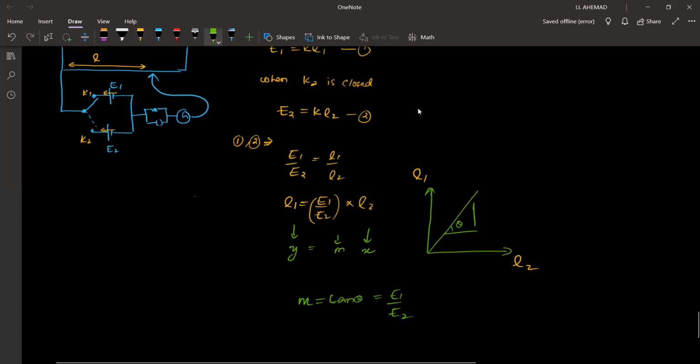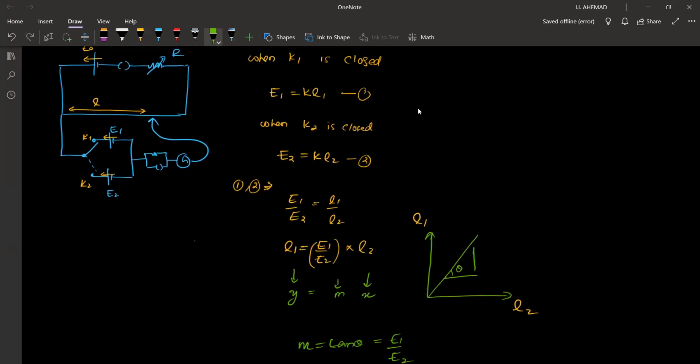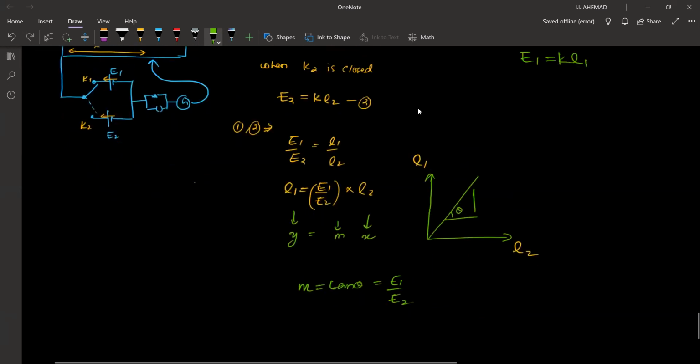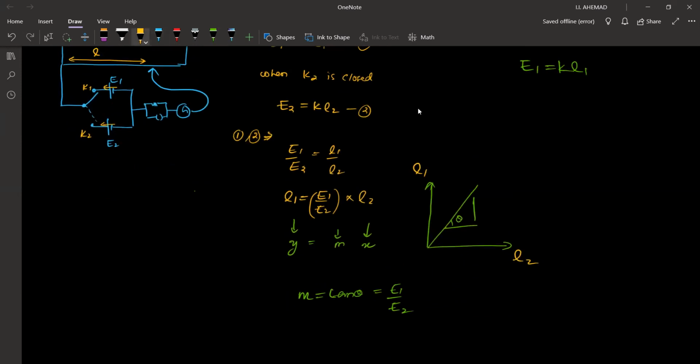Now we have a problem. The problem is, let's look, E1 is equal to K times L1. Okay. Here, if we vary the length, only then we will get another data point to plot. Otherwise, always the balance length will be over here. Because this is constant, then this is also constant. So it doesn't matter how many readings you take, always L1 will be here. So that is a problem.